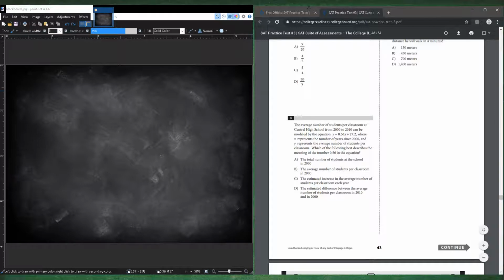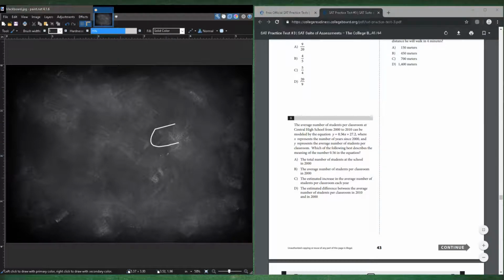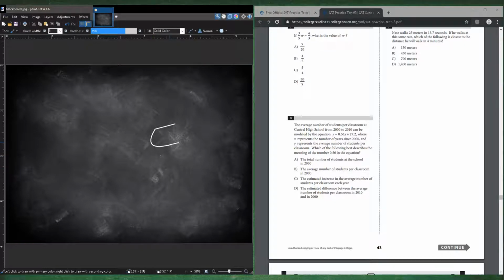So that's the estimated increase in the average number of students per year. The answer is C because it's talking about slope. How I could tell is that it says each year. This is measured in time. So each year or per year. So that answer would be C.